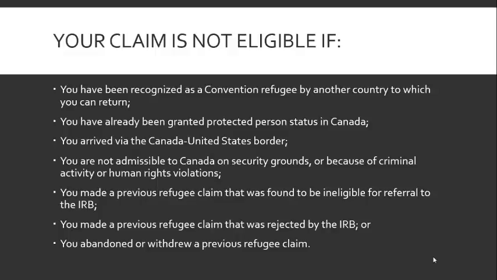You're ineligible if you made a previous refugee claim that was found to be ineligible for referral. You're ineligible if you made a previous refugee claim that was rejected. And you're ineligible if you abandoned or withdrew a previous refugee claim. The purpose of these last few clauses is that you can't just make hundreds of refugee claims in hopes eventually the courts are going to approve it. You have one chance, and it's based on your merit whether or not it gets approved.